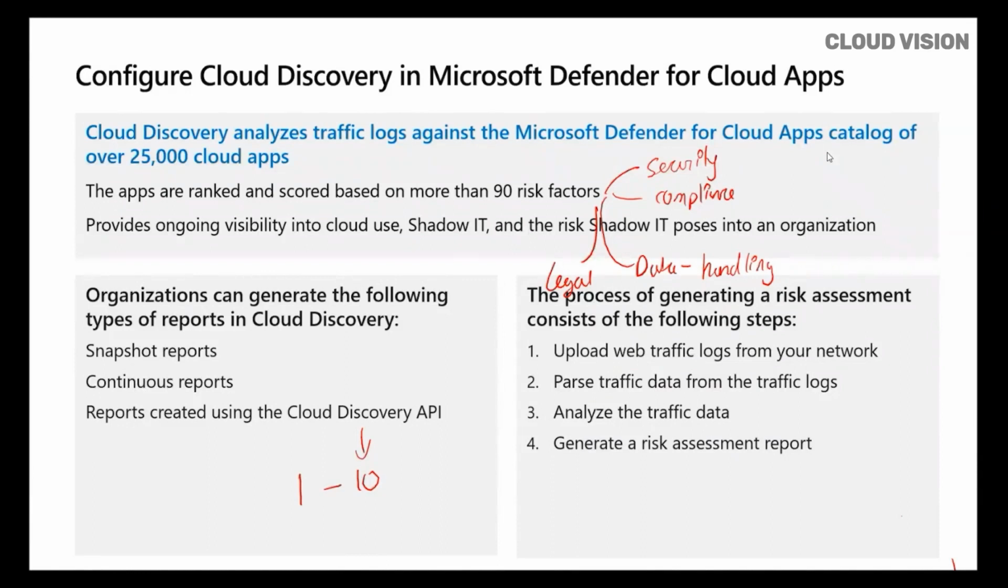So organizations can generate the following types of reports. As I said, you have snapshot reports or continuous reports, which are also referred to as automatic reporting. The reports can also be created using the Cloud Discovery API. So you can upload the web traffic logs from your network, parse the traffic data from your traffic logs, analyze the data and generate a risk assessment report according to your requirement.